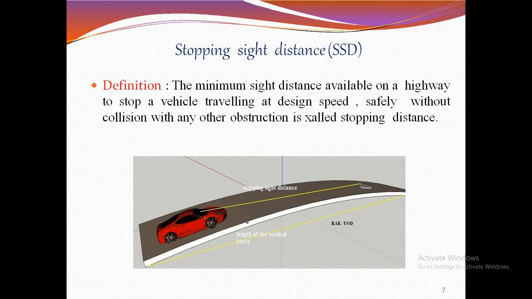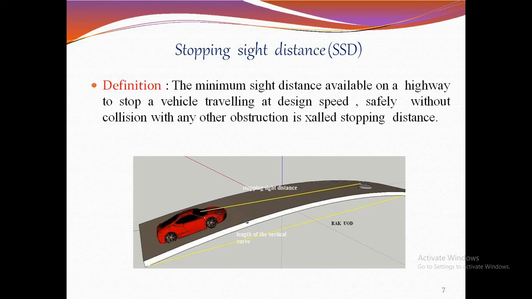Here, the sight distance available on a road to a driver at any instant depends on the feature of the road ahead, the height of the driver's eye above the road surface, and the height of the object above the road surface. So these are the basic parameters we need to take into account.